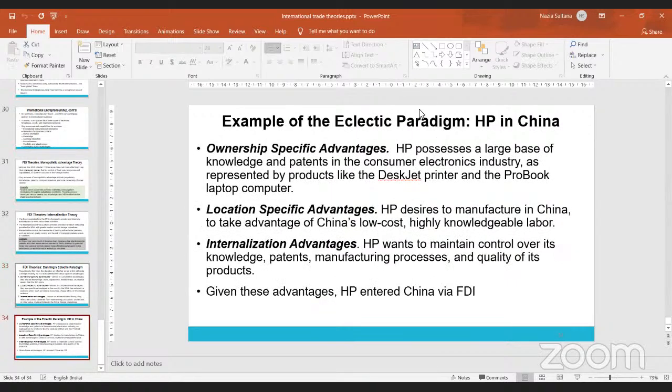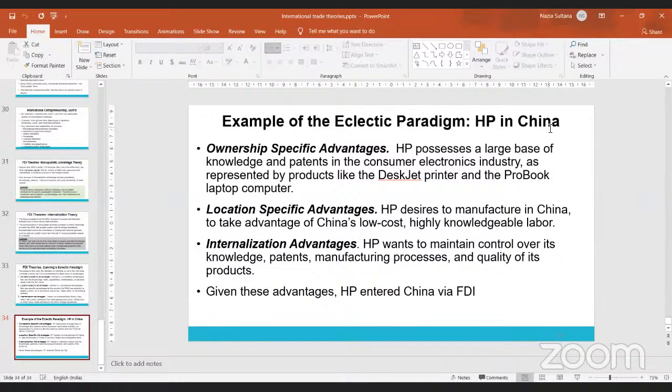Okay. So here, if you see, HP is a company which is into hardware and software manufacturing related to computers and laptops, printers, things which are to do with information technology. So they possess a large base of knowledge and patents in the electronics industry in terms of printers and laptops and desktops. So they have ownership. So they have advantage in ownership.